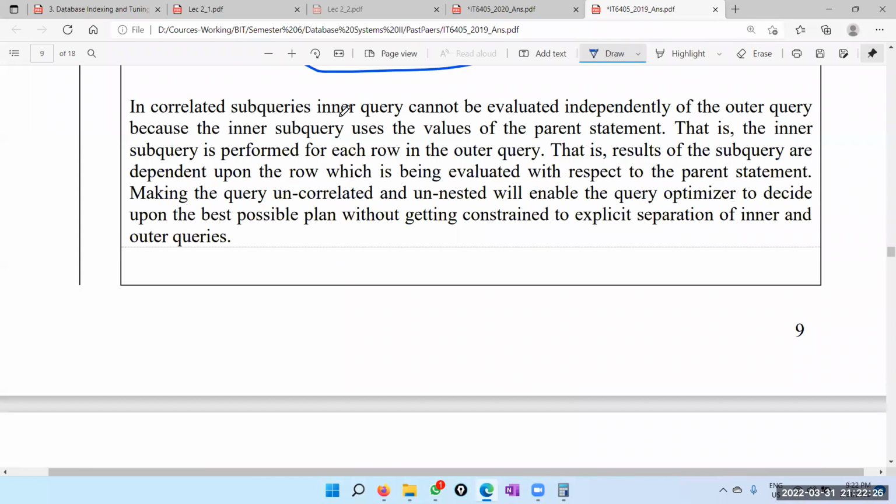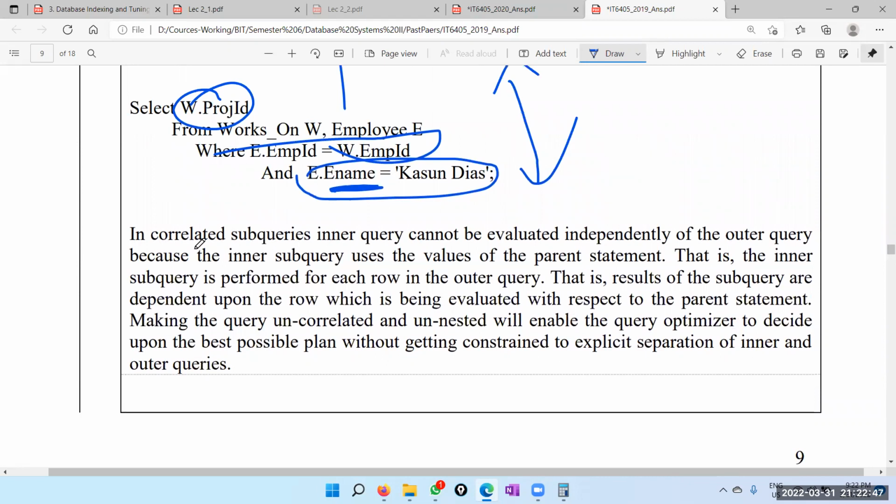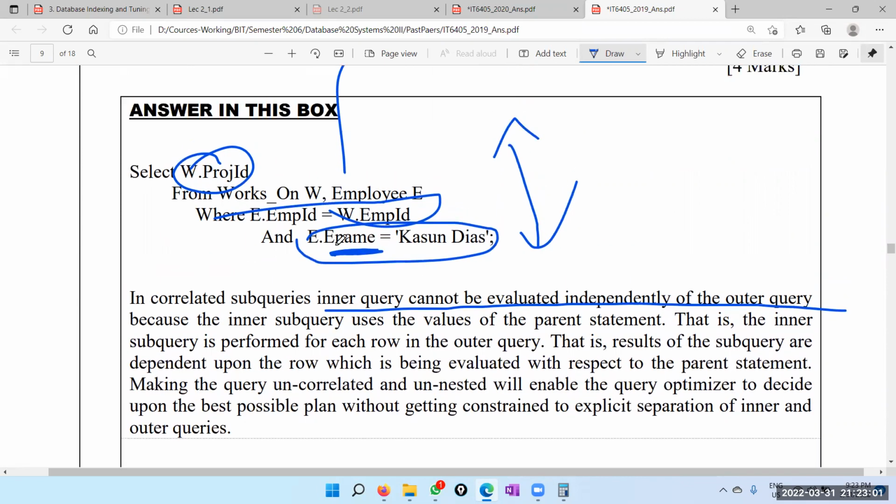In correlated subqueries, inner query cannot be evaluated independently of the outer query because the inner subquery uses the values of the parent statement. That is, the inner subquery is performed for each row in the outer query. That means the first thing is to run the outer query. Inner query cannot be evaluated independently because the inner one is using the outer value, right? For example, this W is in the parent statement. So therefore, inner query cannot be evaluated independently.